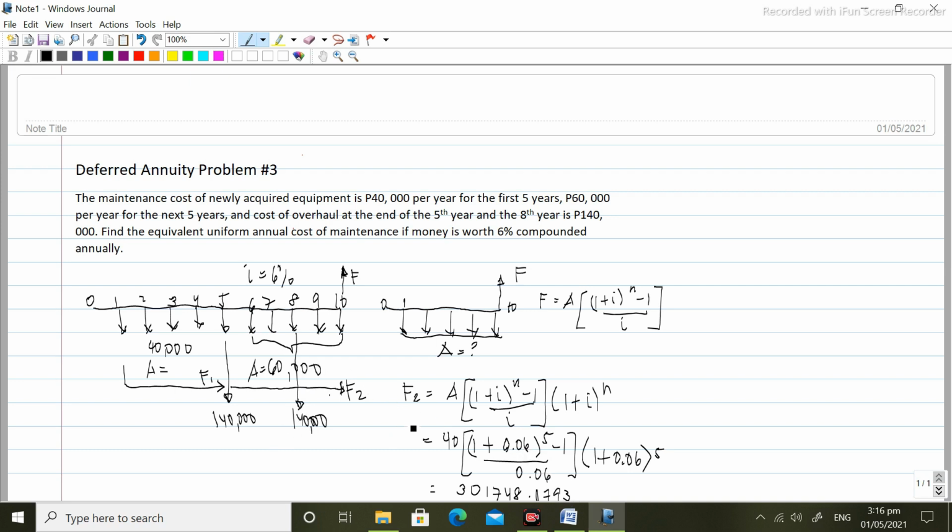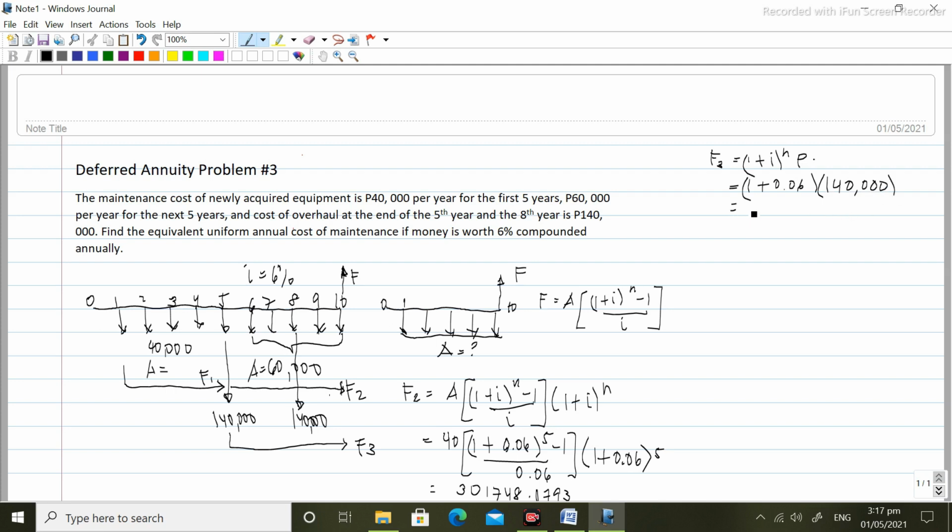Next tayo si F2, F3. Designate natin na F3 to. Si 140,000 dun sa 5th year. So, simple, compounded interest na formula. F3 is equal to P times 1 plus I raised to N. So, compounded interest rate na 0.06. And then yung P natin na 140,000.